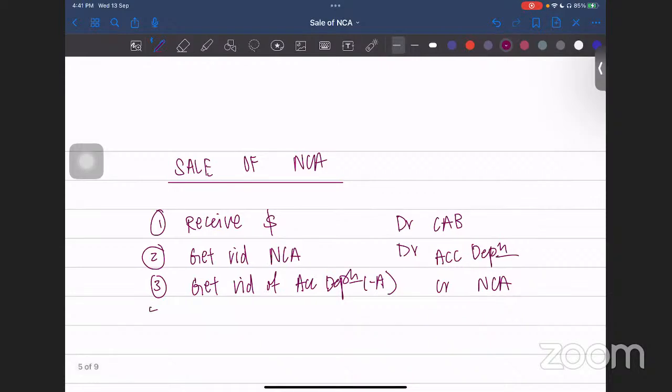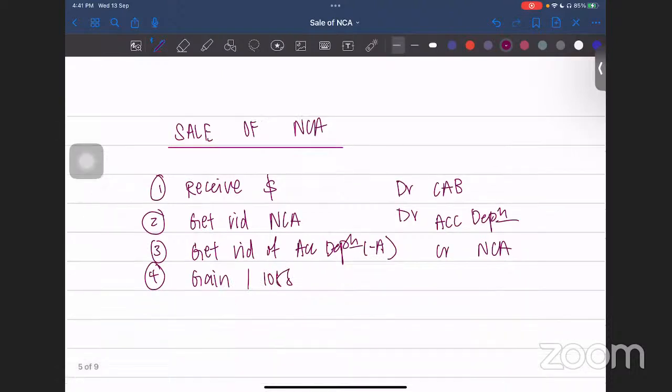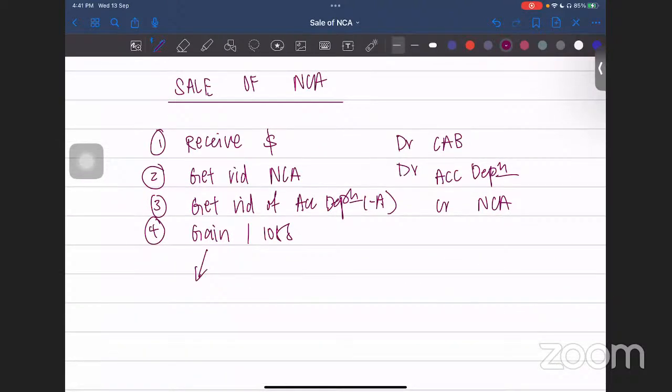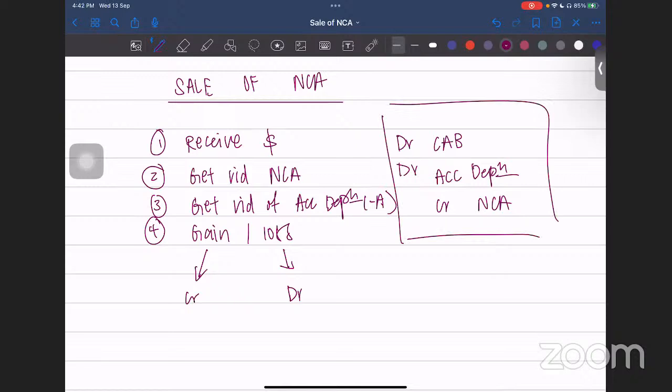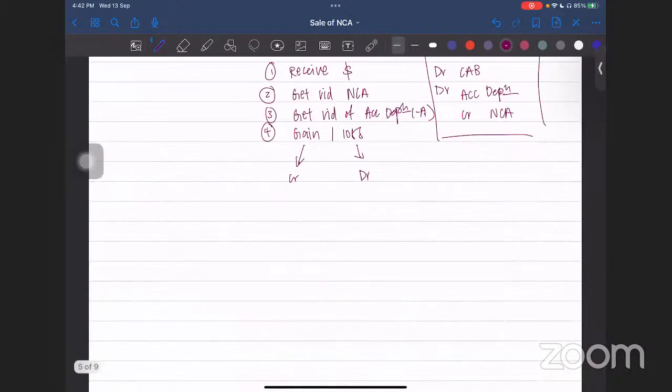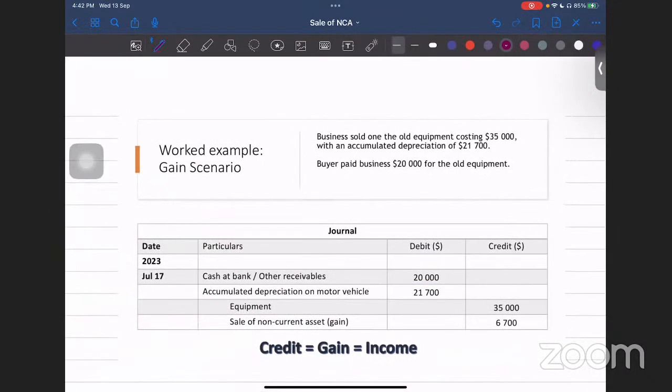Lastly, you will determine what is the gain or the loss. If it's a gain, it means you are making money. It's an income, so you credit it. If it's a loss, it means you are losing money, so it will be a debit. Normally when you make money, you will credit; lose money, you will debit. For the last step, it will just be a balancing figure in your journal entries. With that said, let's look at this. I'm just going to pause here for 30 seconds reading time.